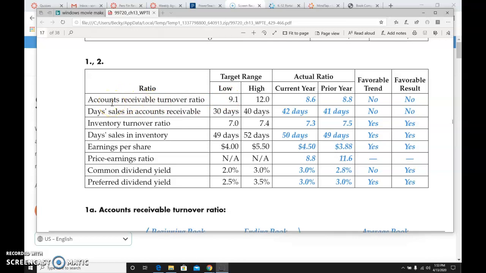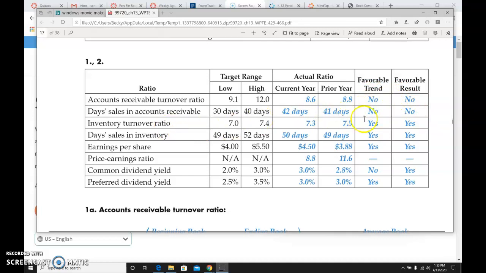The accounts receivable turnover ratio went from 8.8 to 8.6. That's not good. It's also currently at 8.6, which is not in the range, so the result is not good. The number of days, despite the fact they're increasing, that's not good. That's telling me it takes longer to collect, so that is not a favorable trend. We're at 42, which is also not in the range, so not good. So not good on the speed of collection for accounts receivable for this company.